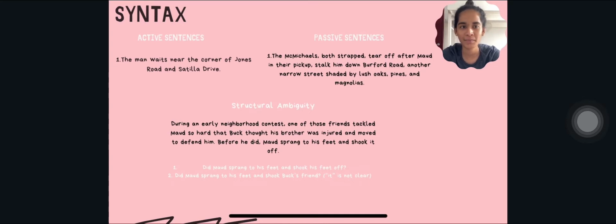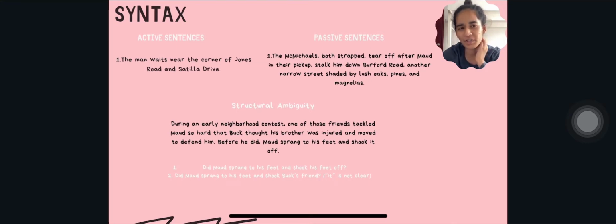So moving on to the next subtopic, which is structural ambiguity. So it's like the multiple interpretations for a piece of written or even spoken language due to the way words or phrases are actually organized. So one of the examples here is during an early neighborhood contest, one of those friends tackled Maud so hard that Buck thought his brother was injured and moved to defend him. Before he did, Maud sprang to his feet and shook it off.